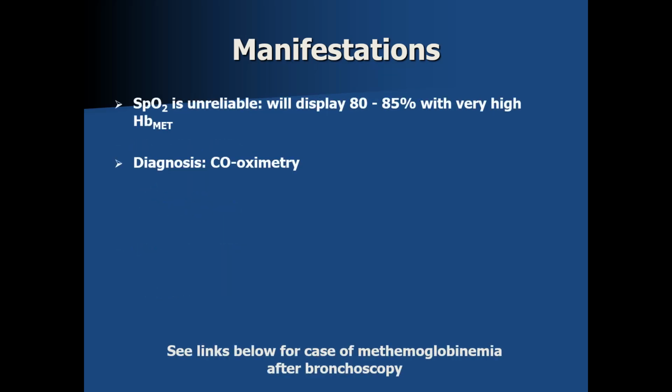Now, this is important for an RCP to understand, that in methemoglobinemia, the standard pulse oximetry is unreliable. The pulse oximeter will display a saturation of 80 to 85% even with a very high methemoglobin level. The diagnosis for methemoglobinemia needs to be made through co-oximetry, in which the methemoglobin level is directly measured. If you're interested, the link below will take you to a case of methemoglobinemia after a bronchoscopy, which is very interesting.